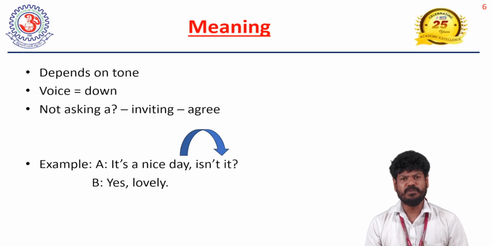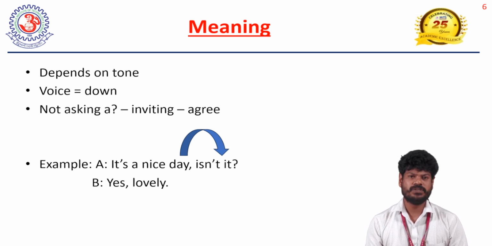How do we identify the meaning of the question tag? We just plainly speak, or is there a modulation in our tone and voice? Let's see. The meaning of the question tag depends on our tone. While we are speaking the question tag, if our voice goes down, the meaning is that we are not asking the listener a question, but we are inviting the listener to agree with our statement, what we say.